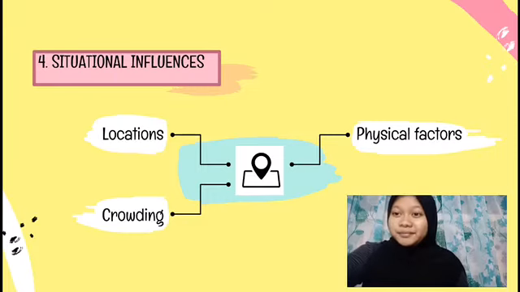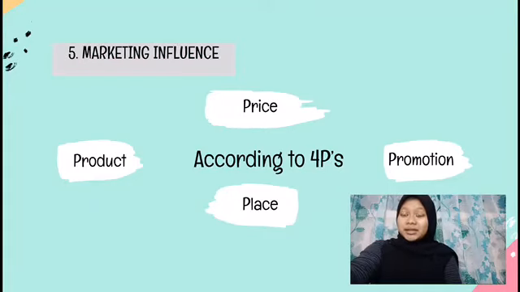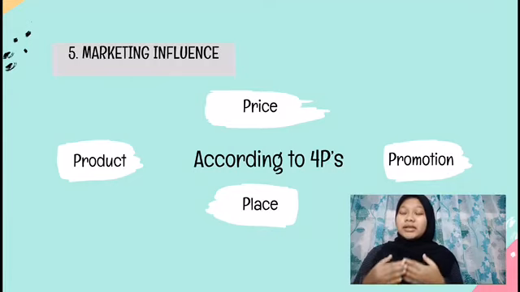Next, the marketing influence. The marketing influence is based on four components in the marketing mix, which are product, price, place, and promotion. The consumers consider various things like the characteristics of the product, price change, availability of the product at the required location, and others.